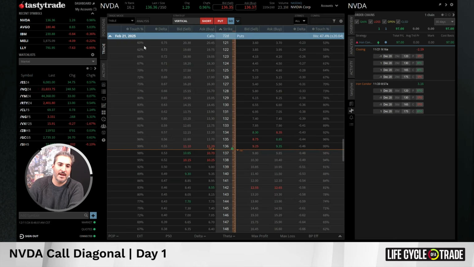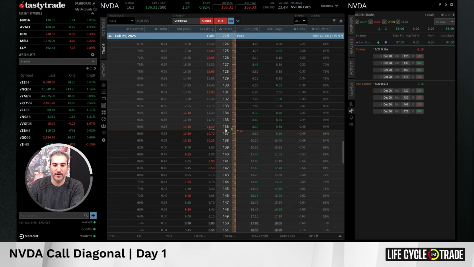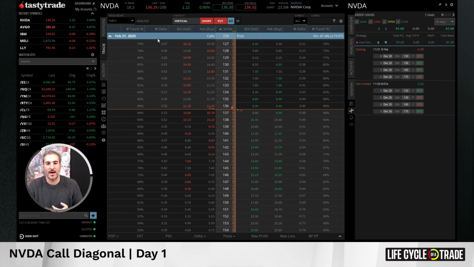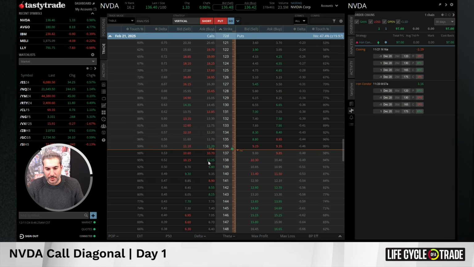So I'm going to look at a call diagonal spread in Nvidia. I want to play the upside. I want to do this in a cheap way to get some long delta exposure for a small amount of capital. For a call diagonal, I usually like to go to around a 40 delta for the long option, somewhere in the 50 to 70 day time frame. That would look to be this February monthly expiration.